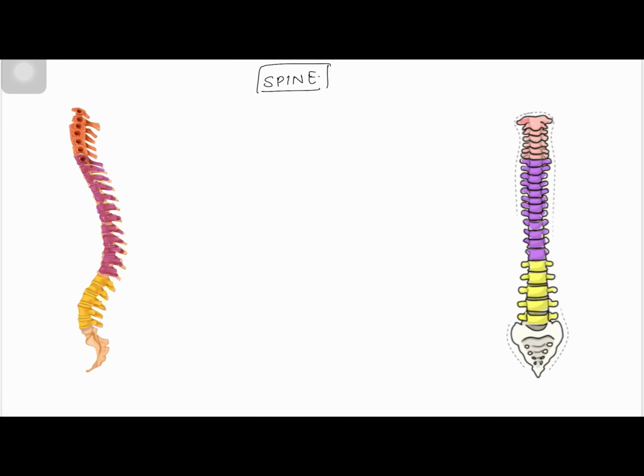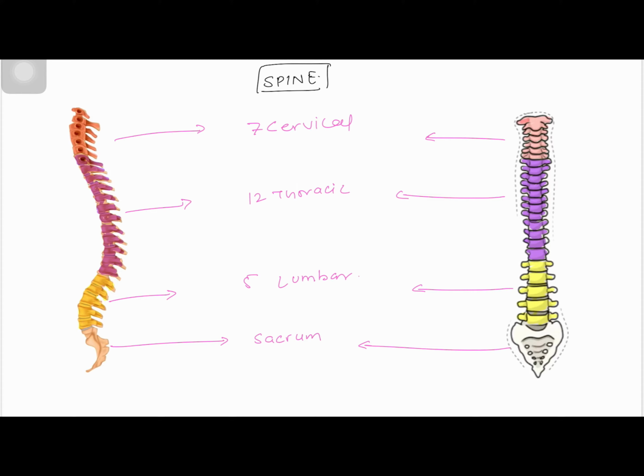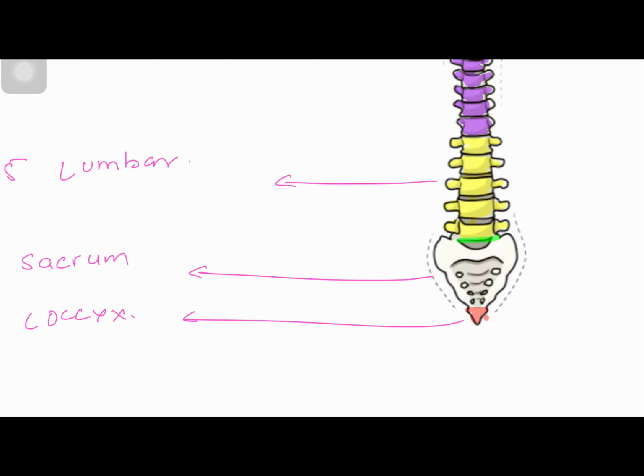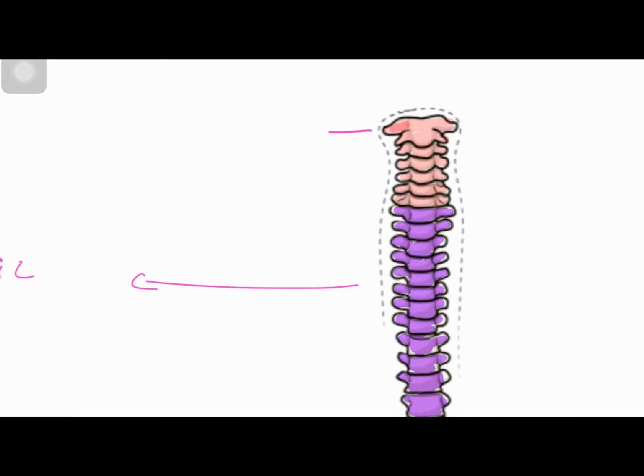Now we will study the vertebrae, which are 7 cervical vertebrae, 12 thoracic vertebrae, and 5 lumbar vertebrae, and in the last, the sacrum and coccyx. I will make it more clear to you. This is the coccyx and this is the sacrum. Now let's study the vertebrae in detail.